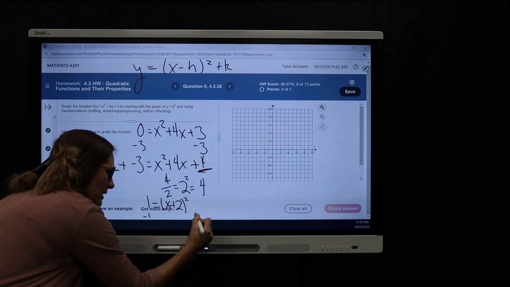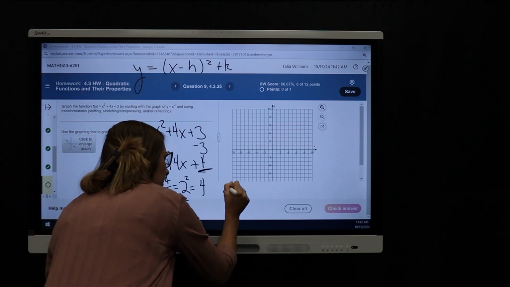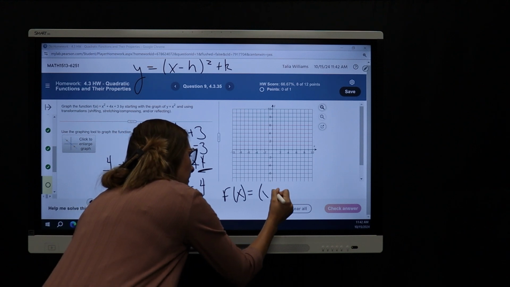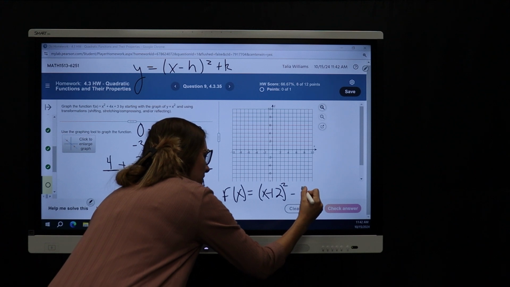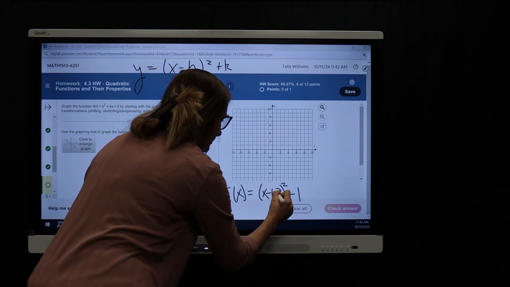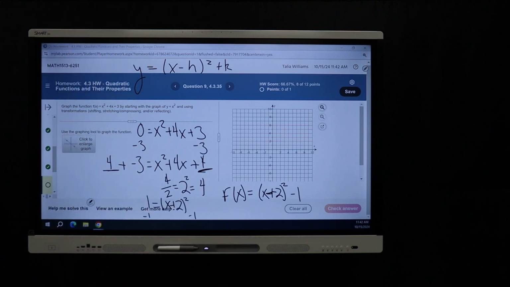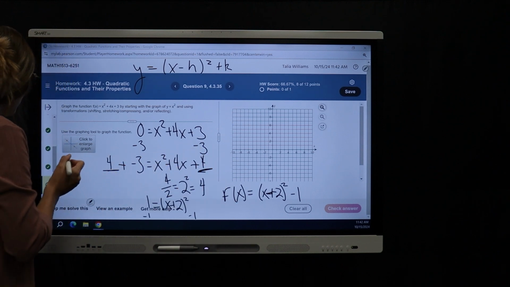Move everything to the same side. Let's see if I can write it over here without going crazy. f of x equals x plus 2 squared minus 1. Okay, so now since we have it in vertex form, this is going to be left 2, down 1. Left 2, down 1.